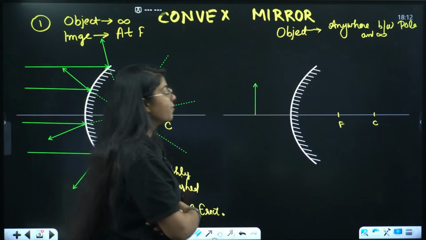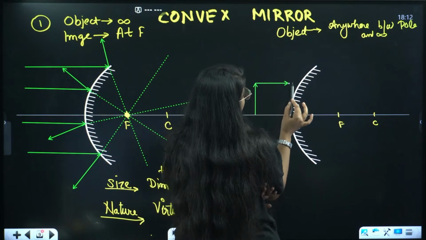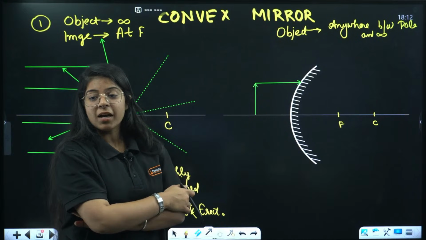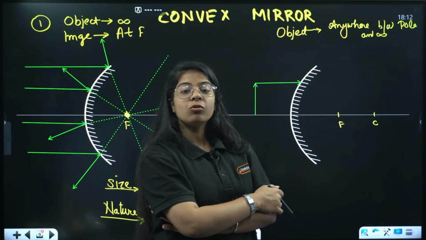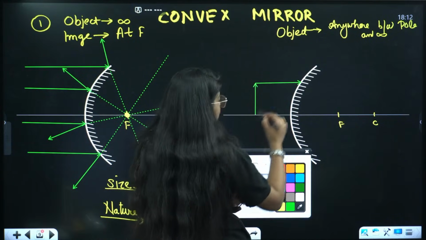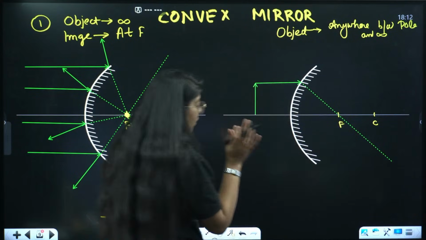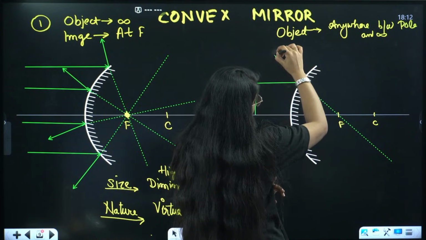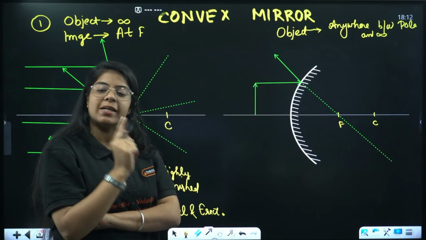So first, we know the very basic: the first ray goes parallel to the principal axis. That is done. And since it is a convex mirror, the image is virtual and erect in this case as well, but let us see how to make the diagram. We'll see that this ray is passing from focus, but it is a dotted line. You have to make a dotted line. Understood? And now this goes backwards. Done? You have to make dotted lines behind the mirror always. Done?